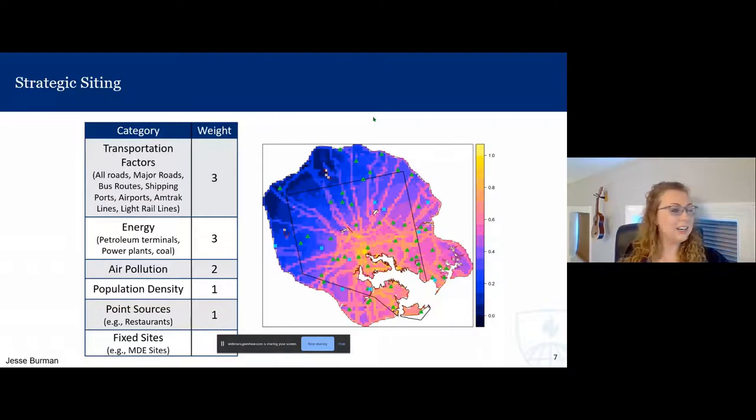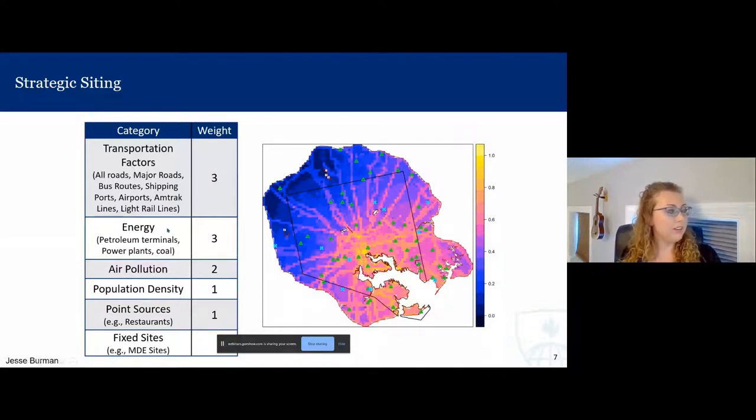So you can see here, things we considered were transportation factors. We wanted to capture these major roads that people are on. We also have a big shipping and port industry down in here. And not only are there shipping emissions, but there are the trucks that travel to and from the ships to pick up these things. There are also trains that move these things being shipped into the port throughout the city into other parts of the country.